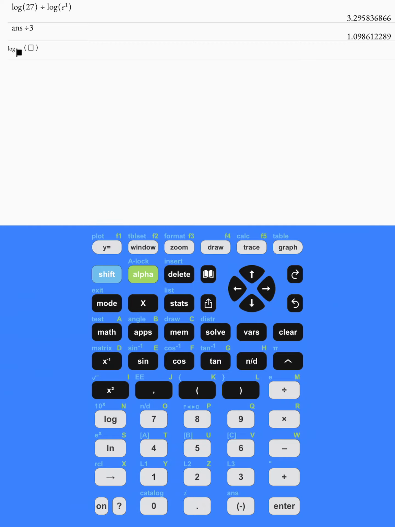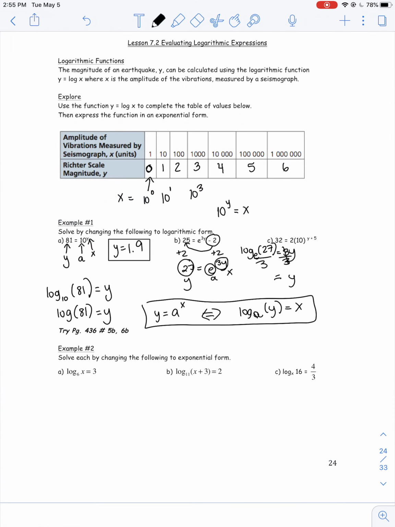If you have a newer style calculator, like the TI-84s and up, you're going to go alpha window, number 5. You're going to put your letter E, which is shift ln, and the power is 1, and then you're going to put 27 here, and then take that answer and divide it by 3. And you should still get 1.098, which we would round to 1.1.